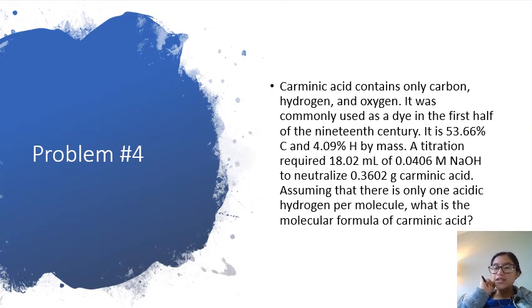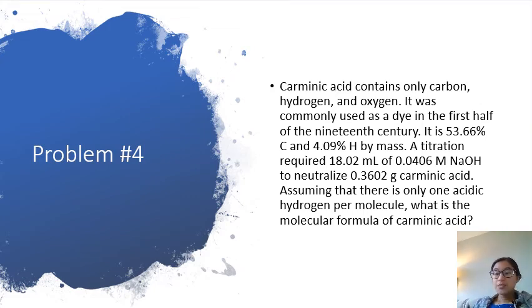So, carminic acid contains only carbon, hydrogen, and oxygen. It was commonly used as a dye in the first half of the 19th century. It is 53.66% carbon and 4.09% hydrogen by mass. A titration required 18.02 mL of 0.0406 molar sodium hydroxide to neutralize 0.3602 grams of carminic acid. Assuming there's only one acidic hydrogen per molecule, what is the molecular formula of carminic acid?